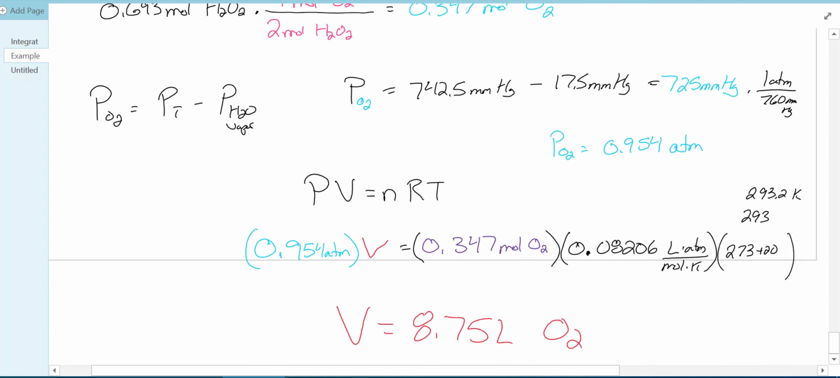And we threw it into the ideal gas law, PV equals nRT. Had to make sure we changed our temperature to Kelvin and our pressure to atmospheres, solve for the volume, and that's the volume of O2. That's a pretty good problem.